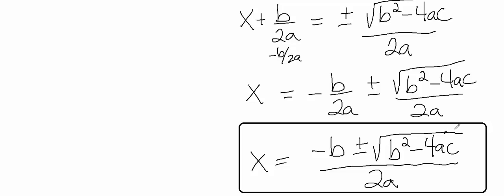1, 2, 3. Negative b plus or minus the square root of b squared minus 4ac all over 2a.